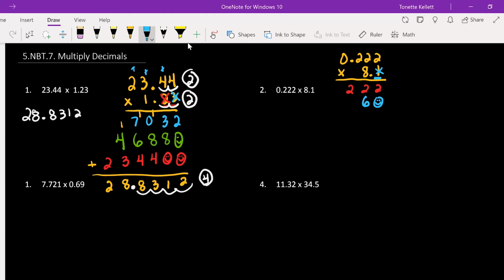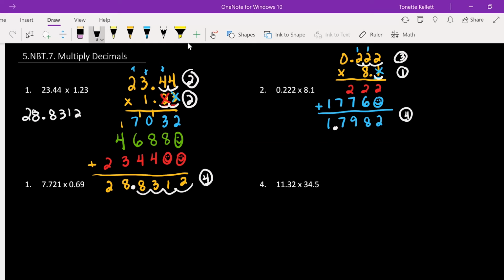8 times 2 is 16. That's 17 and 17. We're going to add these two. We get 2, 8, 9, 7, and 1. And we're going to go up here and count our decimal places. We have 3 decimal places this time on top, 1 on the bottom. Still gives us a total of 4. 1, 2, 3, 4, and put our decimal. There's our answer. It's still in the same 10 thousandths place.